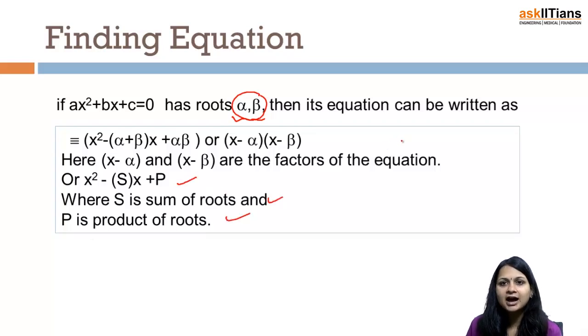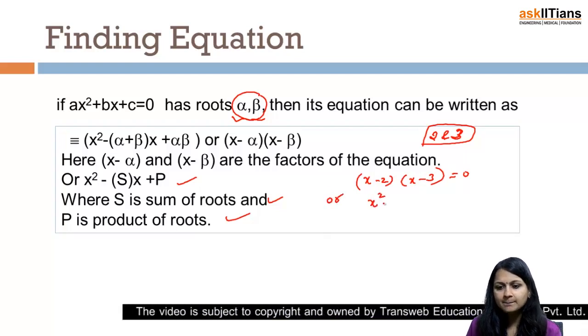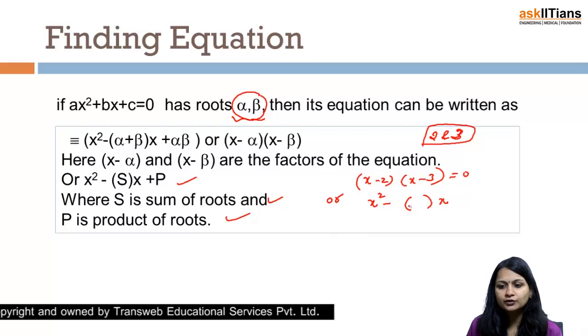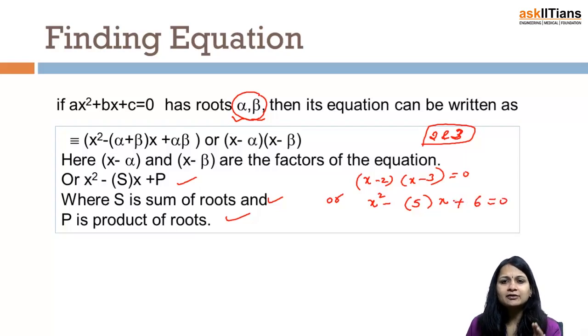Suppose I say that I have roots 2 and 3, and I want to write the equation. I can put it in various ways. I can say that my equation would be x minus 2 into x minus 3 equal to 0, or I can also say my equation would be x square minus the sum of roots, which comes in the coefficient of x. So 2 plus 3 is 5, plus the product will come, so here plus p, that becomes 2 threes are 6, equal to 0. You might have to use it in just sub-steps in some questions, so you should be aware that if we have roots we can find the equation.